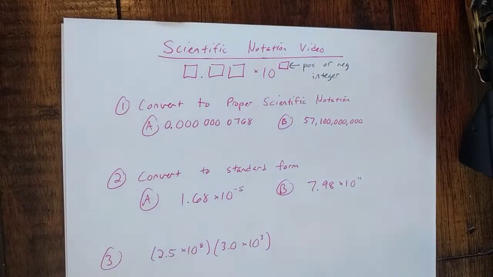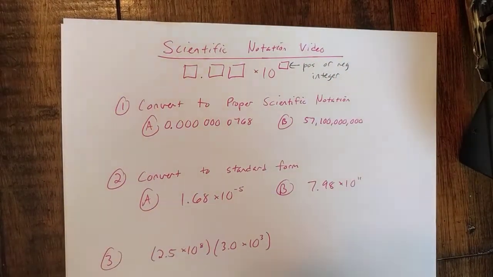So if it's a really large number, the power of 10 is going to be a positive number, and if it's a very small number, it's going to be a negative exponent.